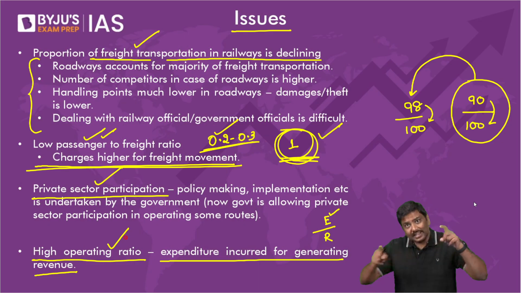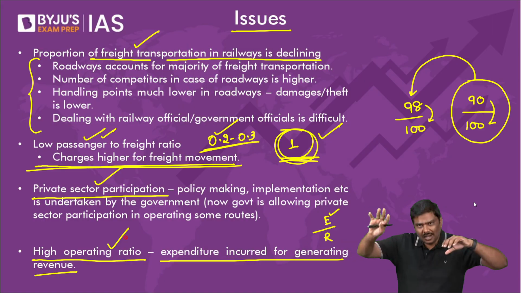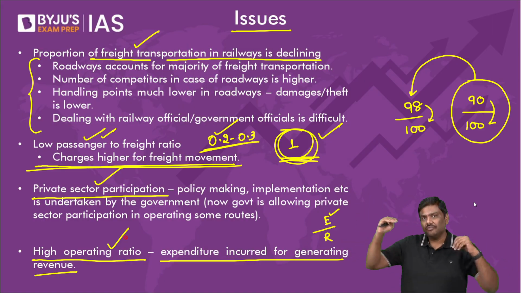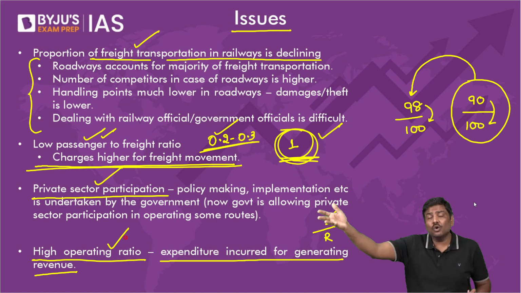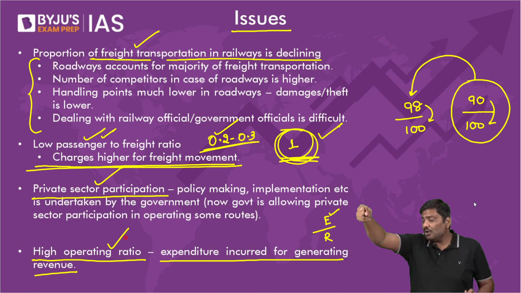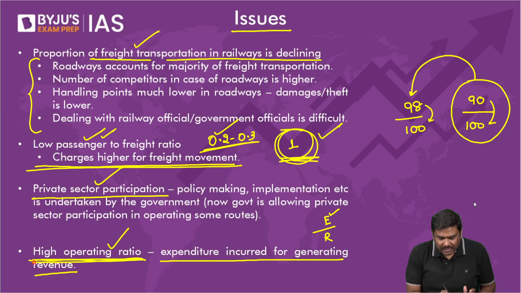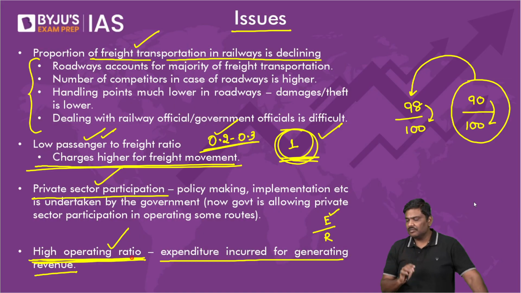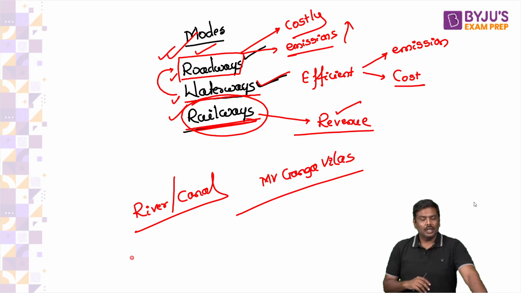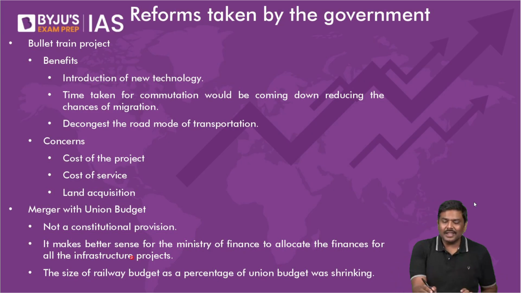operating ratio has increased in India. In the last 10 years, it has become highest last year, more than 98, which means we are spending more and more money to generate revenue, right? So we will have to reduce the operating ratio for railways. Done? These are some of the issues regarding railways.